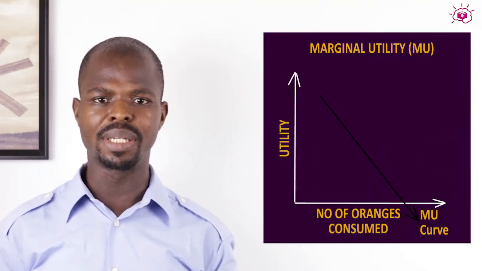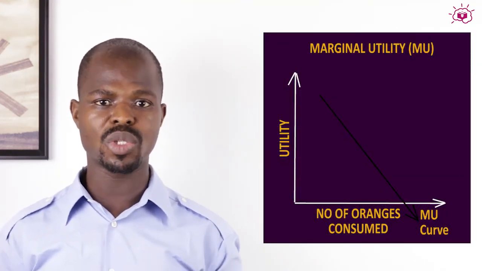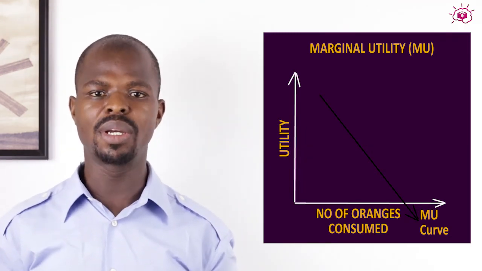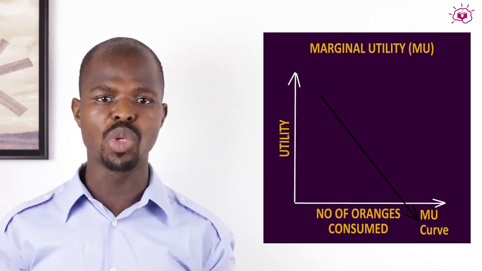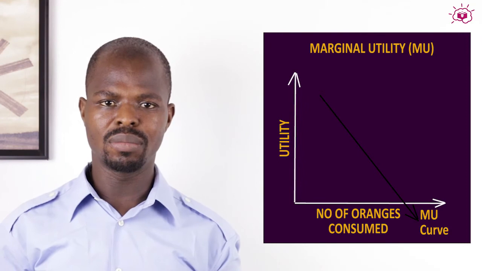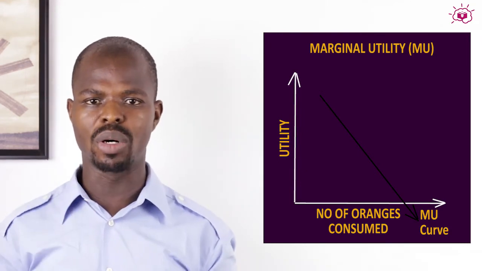Now, marginal utility. On marginal utility, the more a consumer sucked the oranges, the lower the satisfaction derived. As a result, the relationship between MU and the number of oranges consumed is inverse. Therefore, the graph is downward sloping. See more details on the graph.